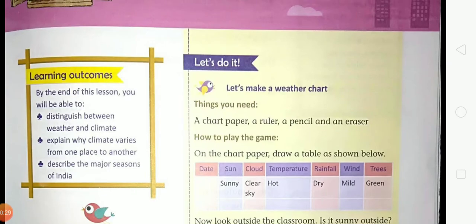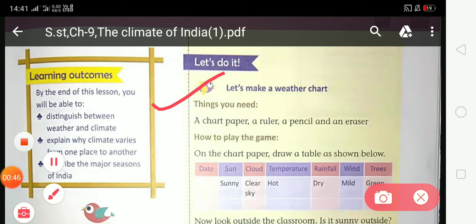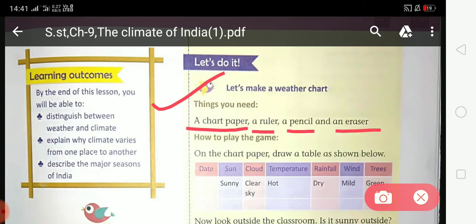So students, this is the box by which you can learn how to make a weather chart. First of all, the things you need: a chart paper, a ruler, a pencil and an eraser are the things that you need while making a weather chart. And how to play the game? On a chart paper, draw a table as shown below.